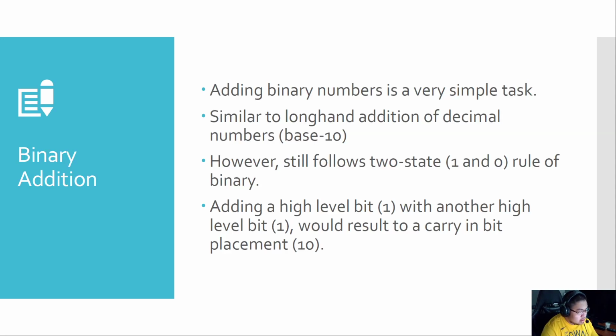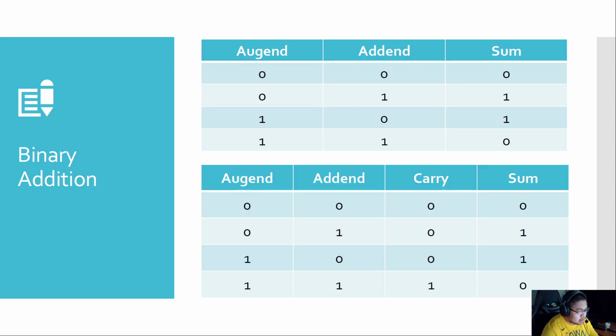Okay. So binary addition is simply adding binary numbers, in very simple tasks. It's similar to longhand addition of decimal numbers, which is base 10. However, it still follows the two-state ones and zeros rule of binary. And adding a high level bit with another high level bit will result in a carry in bit placement. So again, as we go along, we'll know how to do this.